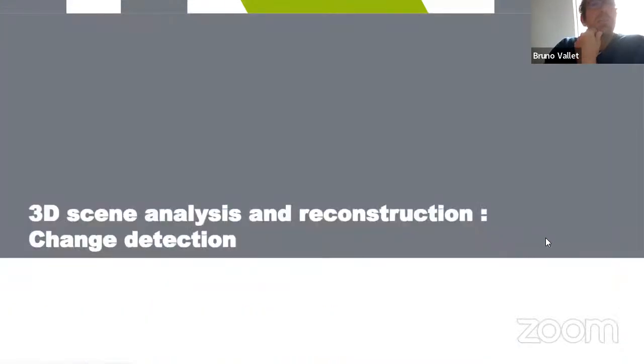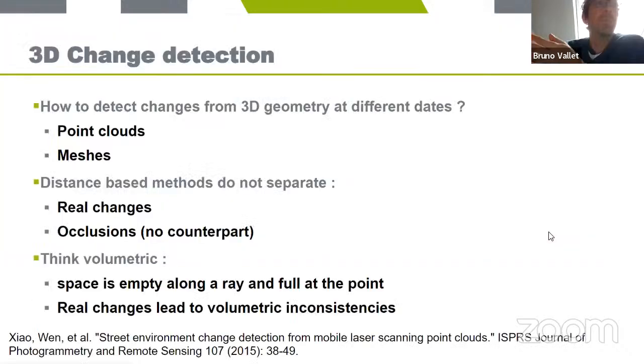Finally, I'm going to address the topic of change detection, because cities are very dynamic objects. They change a lot. There are constructions, destructions, lots of things change in the city. We addressed the question of change detection from a very geometric perspective. That is, how can you detect changes from a 3D geometry, be it point clouds or meshes, built from data acquired at different dates.